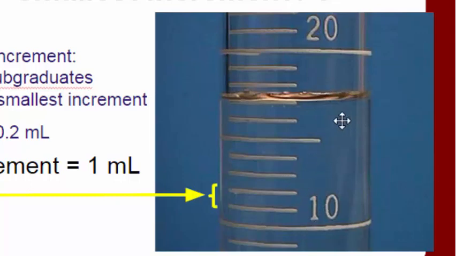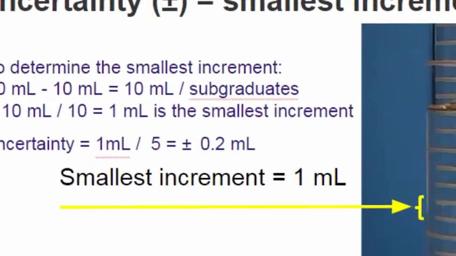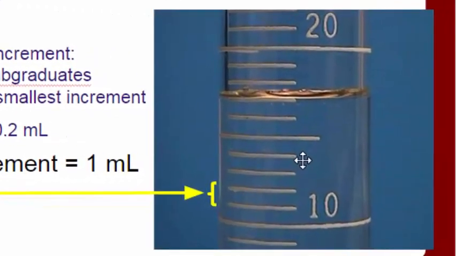There are 10 little lines between these two big lines, and so 10 milliliters divided by 10 tells me that each one of these is 1 milliliter. You probably could have figured that out on your own. You can count and say that's 10, 11, 12, 13. But if you wanted to know how we got it, that's one way. So the uncertainty is not 1 milliliter because I can estimate between those lines. The uncertainty is based on the smallest increment, which is 1 milliliter, but we still have to go further.